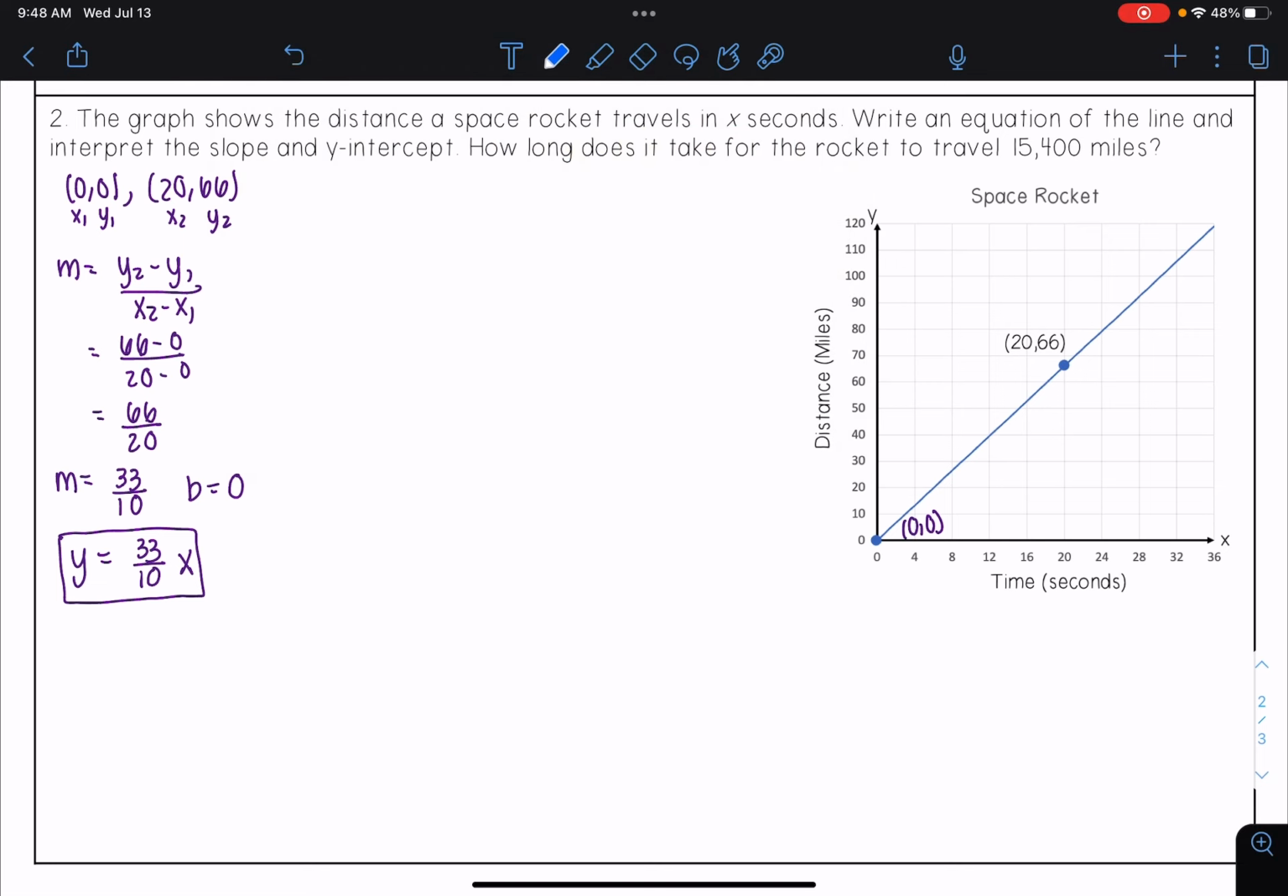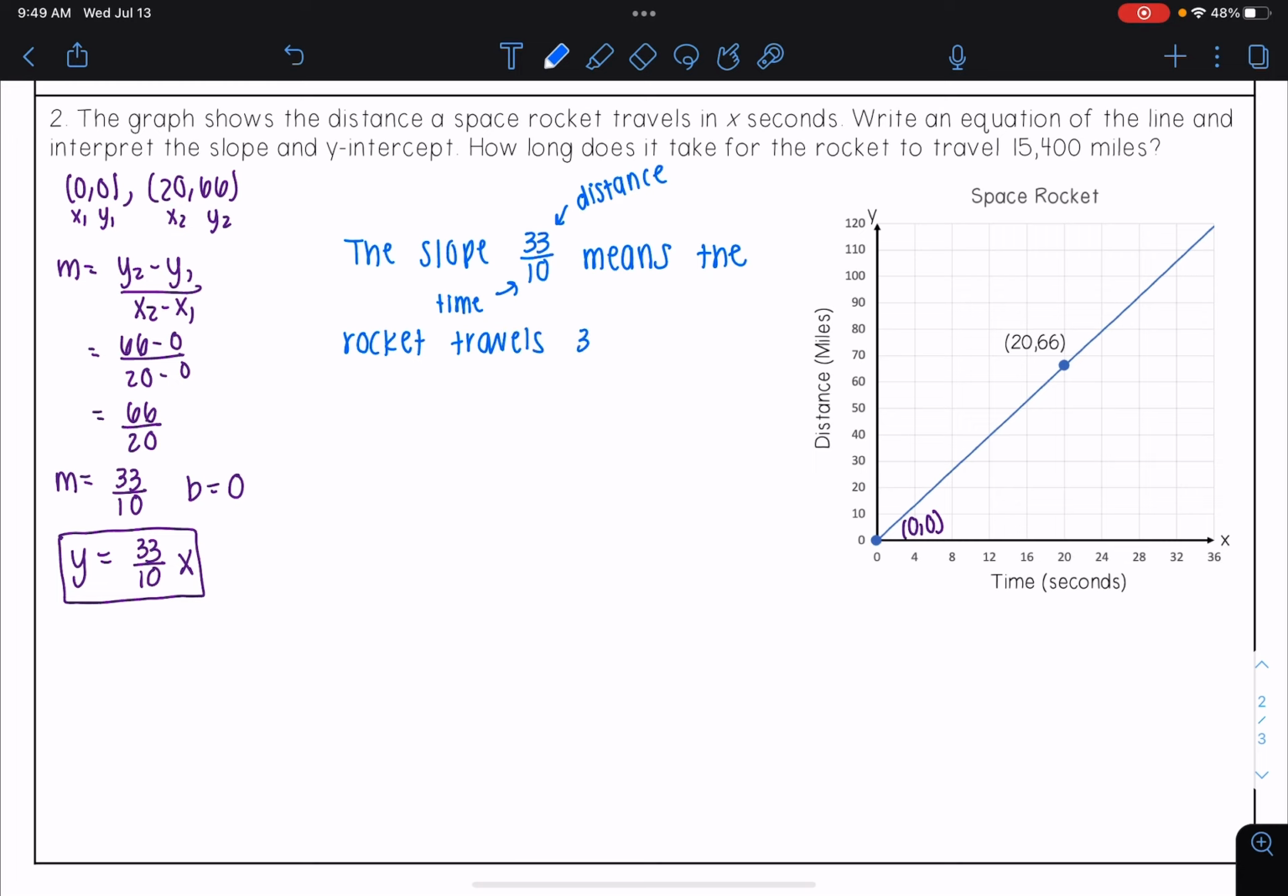Okay, so then the next question says to interpret the slope and y-intercept. So I can say that the slope is 33 over 10. Well, my y stands for distance, and my x stands for time. So I can say that this means that the rocket travels 33 miles every 10 seconds.